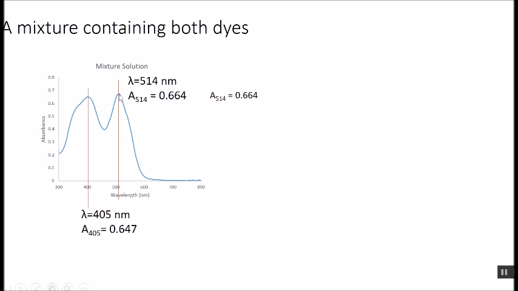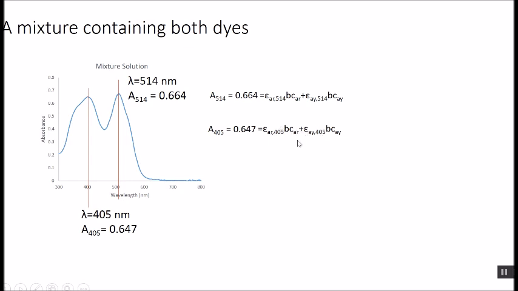So at 514, we're actually seeing a mixture of the acid red at that wavelength. So that's the concentration of acid red scaled by its molar absorptivity, plus the concentration of acid yellow scaled by its molar absorptivity at this wavelength, at 514. How about the concentration here at 405 nanometers? The absorbance at 405 was 0.647, so that 0.647 is actually also going to be a sum of the acid red and the acid yellow, scaled by their different molar absorptivities at those wavelengths.